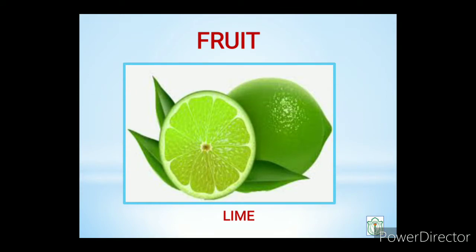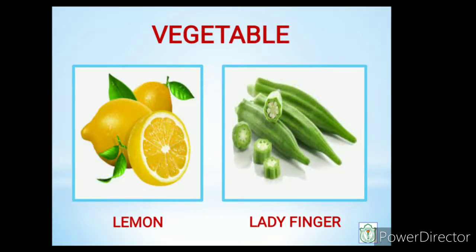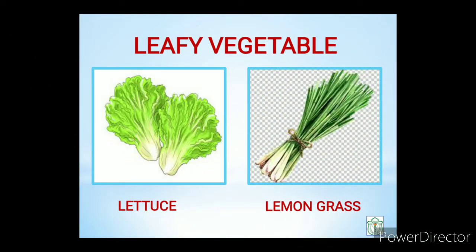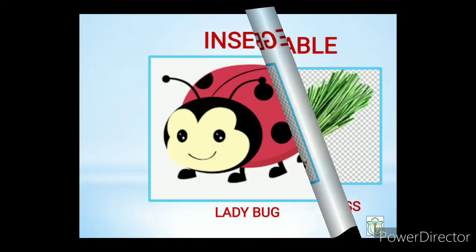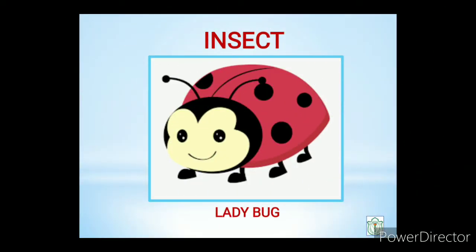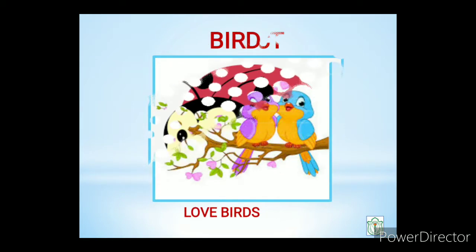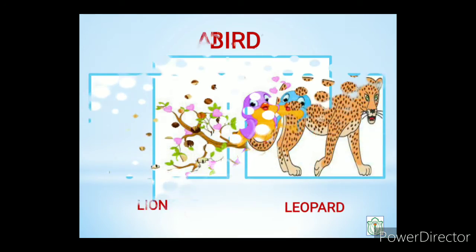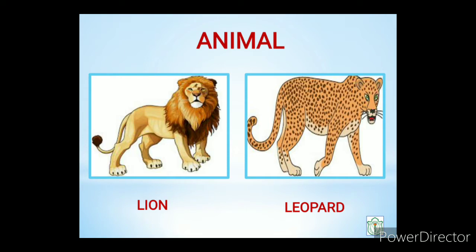Now let's see fruit. L says L, lime. L says L, lemon and ladyfinger. These are the vegetables. Now L says L, leafy vegetable. And which are the leafy vegetables? Lettuce and lemongrass. This is an insect. L says L, ladybird. These are the birds from alphabet L. L says L, lovebirds. And animals, L says L, lion and leopard.